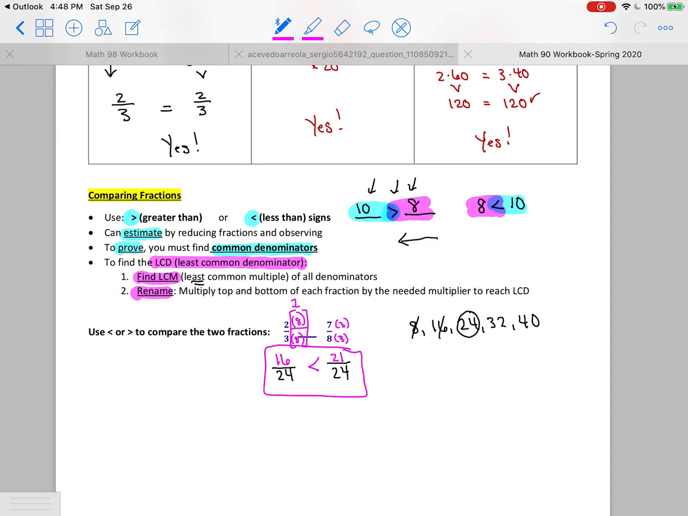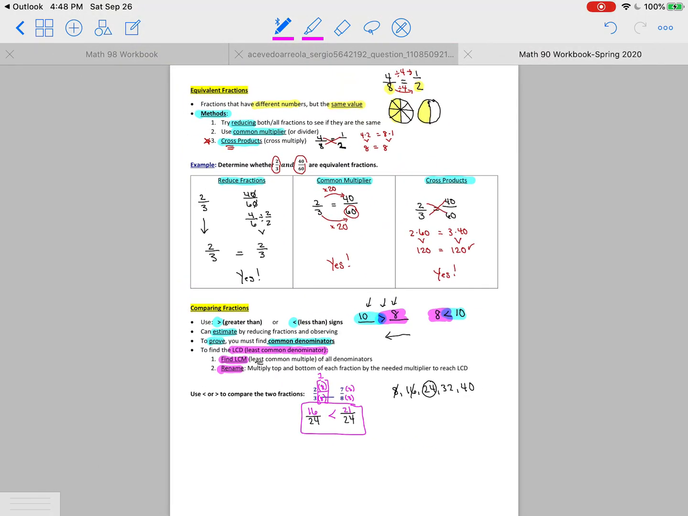Okay. So use this idea of finding least common denominators when you're comparing those fractions rather than using an estimate. I think it's good critical thinking to look at it and try to guess or estimate what you're going to get. But it's always good to also know the steps to make sure that you can prove it.